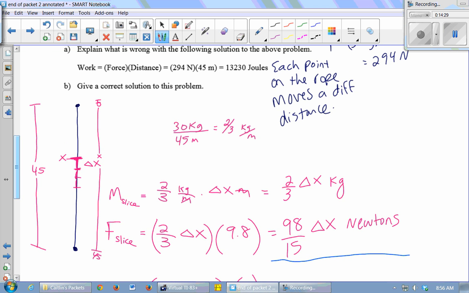So it's the same basic premise that we've been doing for several classes now. Chop it up, find the thing you're looking for on each little piece, and then add them all up, and you get an integral.